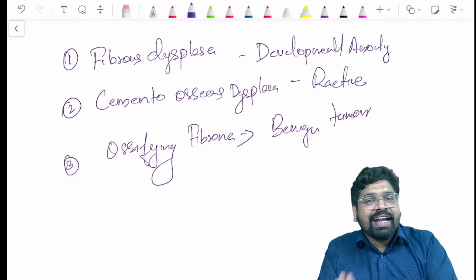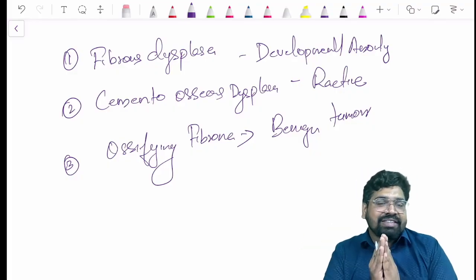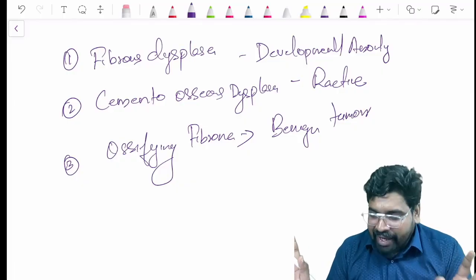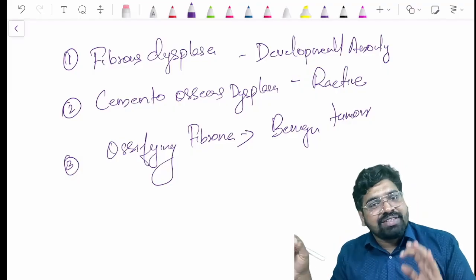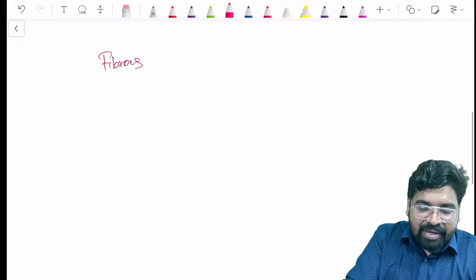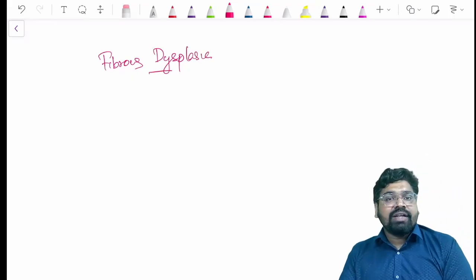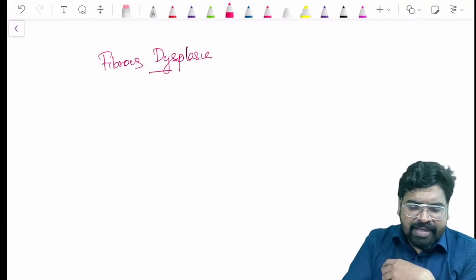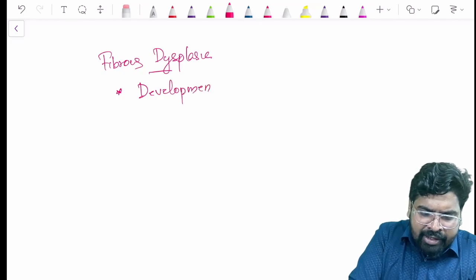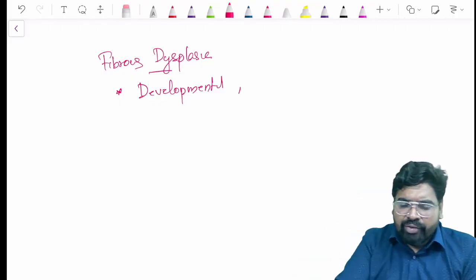Now I think you got an idea about what is included in fibro-osseous lesions and what happens in fibro-osseous lesion. This much is the concept. There is no big rocket science in this. Now let's see the first one, fibrous dysplasia. What to learn in fibrous dysplasia? First point, it is a developmental anomaly. Will it transfer from one generation to another? No, it is non-hereditary.